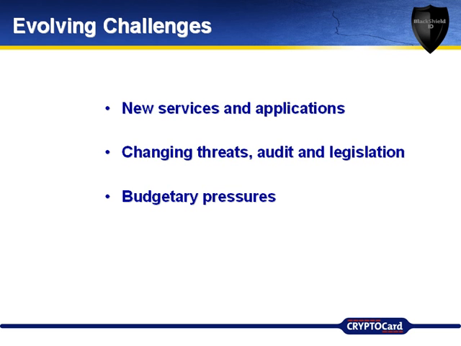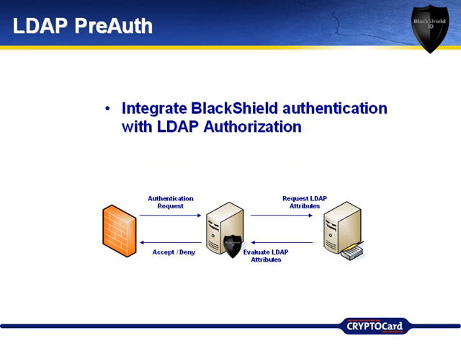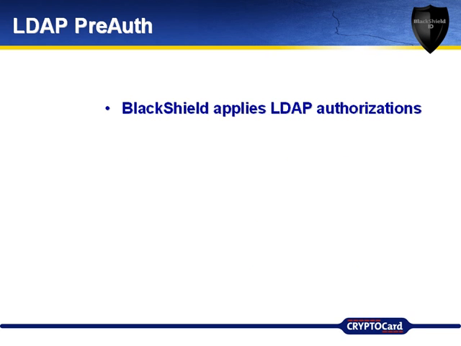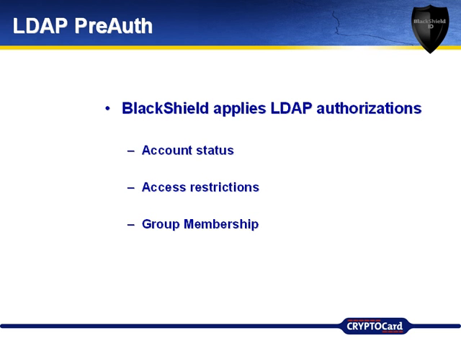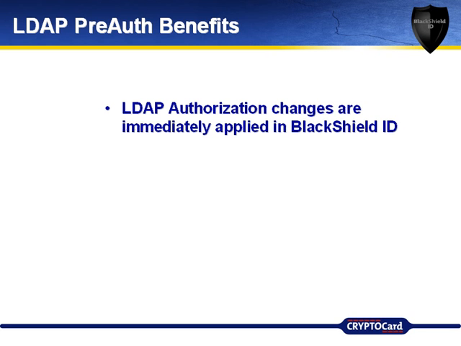So the first feature we'll look at is LDAP Preauth. LDAP Preauth lets me integrate Black Shield ID authentication with authorization policies such as account status, access restrictions, and group memberships that I've already established in LDAP. This has three important benefits for me. Using LDAP Preauth, any changes that are made in LDAP to user access rights and authorizations are immediately reflected and applied in Black Shield ID.